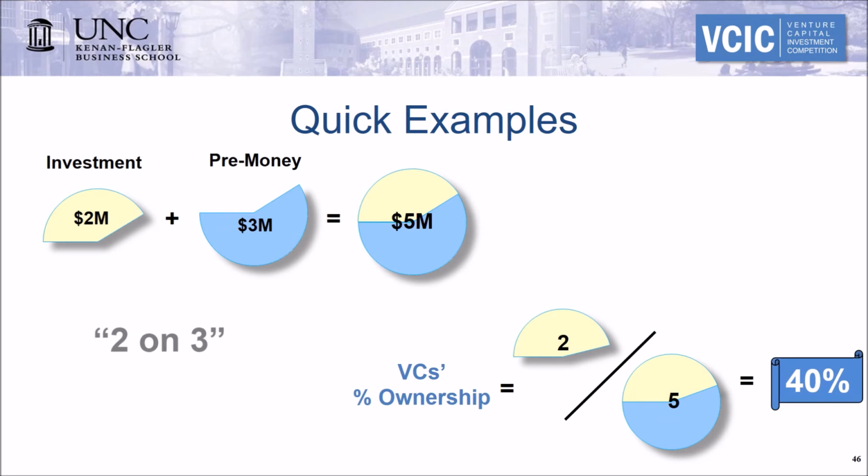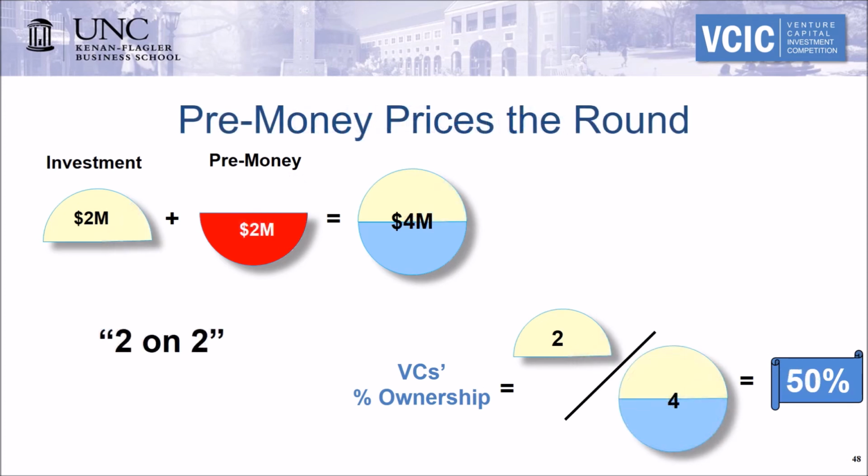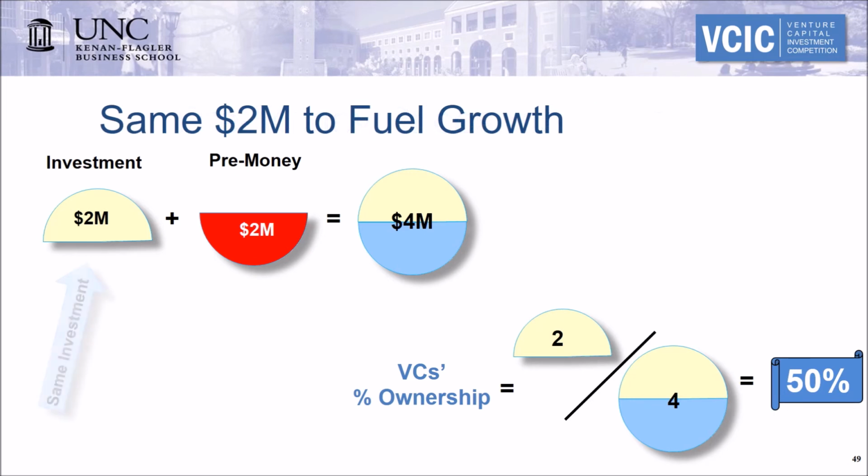So far, we've been looking at a 2-on-3 deal. That is a $2 million investment on a $3 million pre-money valuation. That yields 40% ownership by the VCs. But what if the founder refuses to go below $4 million for a pre-money? That would reduce your VCIC team's equity stake from 40 down to 33%. On the flip side, the judges might mention in the partner meeting that they think a $2 million pre-money valuation is more appropriate. That would result in a 50% stake.